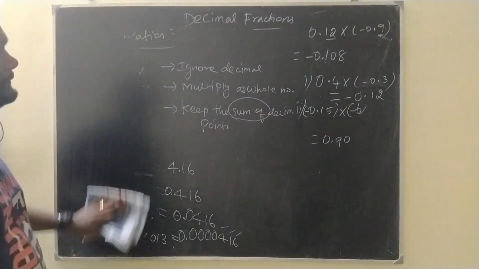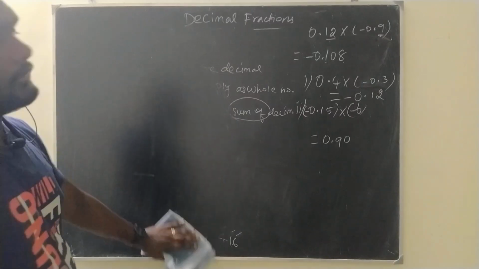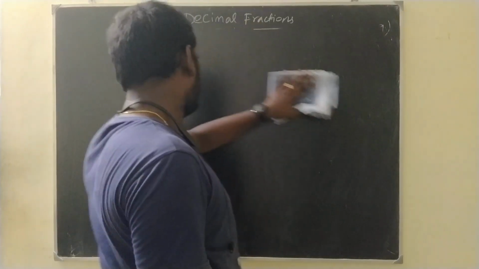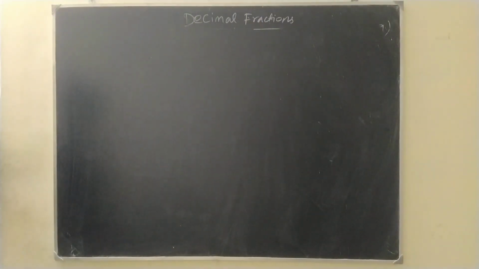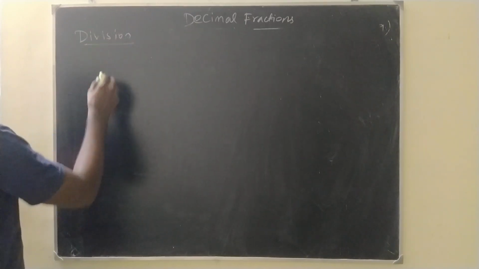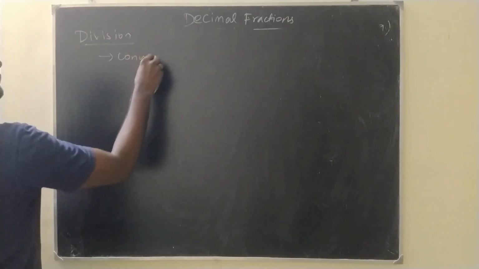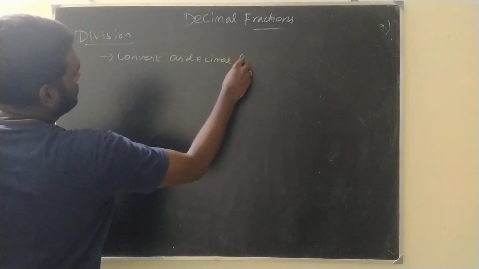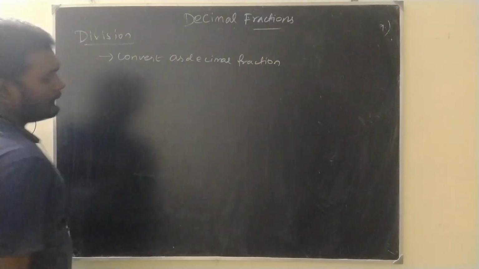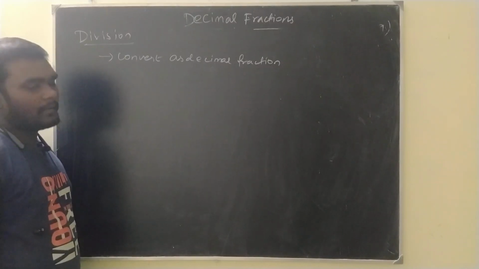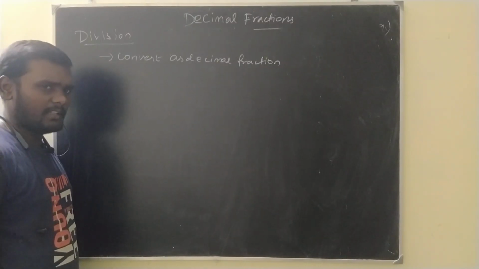See, division means whenever a decimal number comes, we should first convert it as a decimal fraction. Then once you convert into the decimal fraction, it turns out to be a fraction divided by a fraction. You know about fraction divided by fraction, right? Last session we discussed.